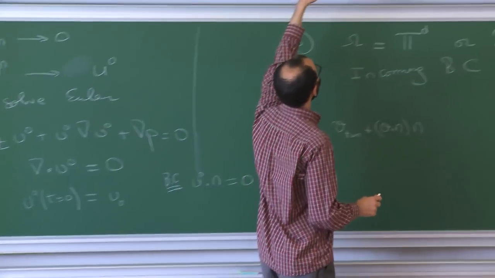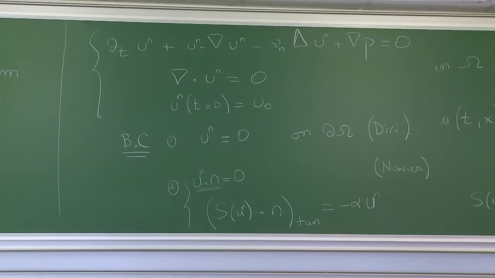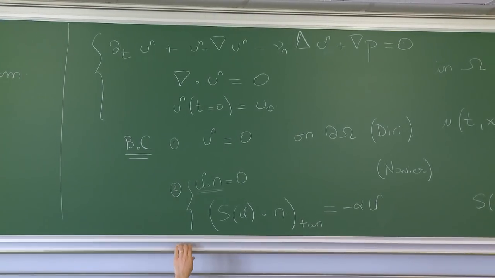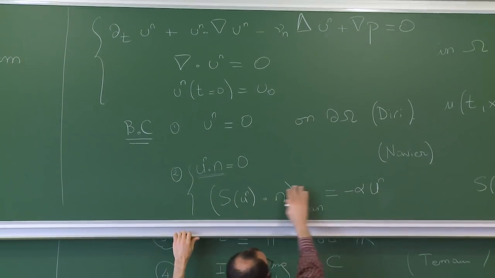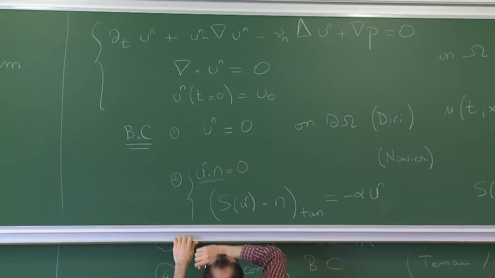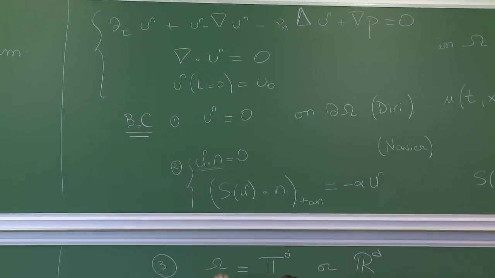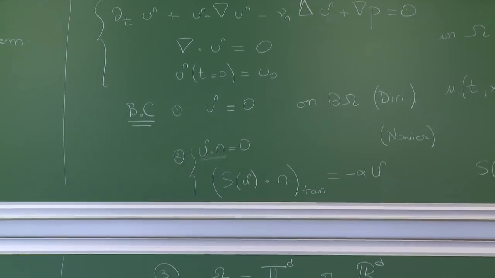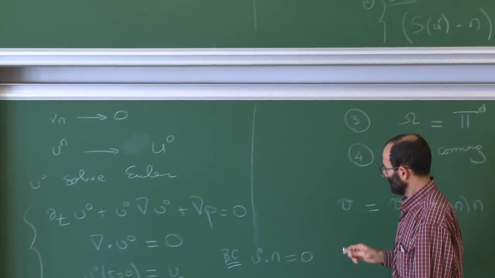Either I start with 1 or 2. Meaning that this condition will disappear at the limit if I am in the Navier case. And also the condition on the tangential part of u will disappear there.